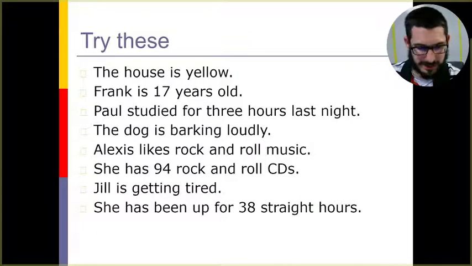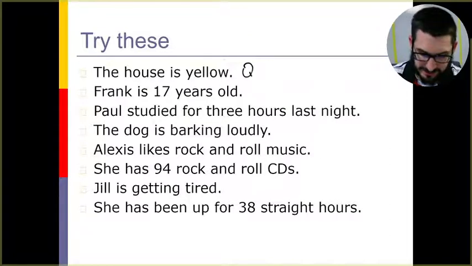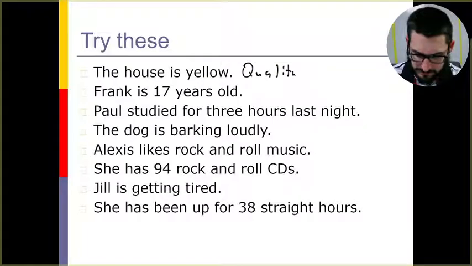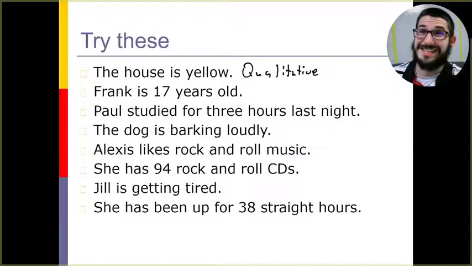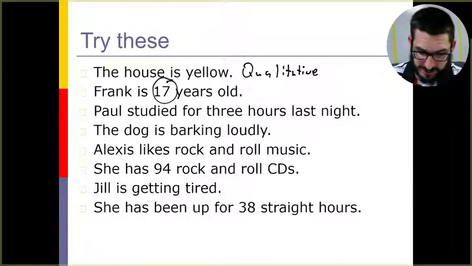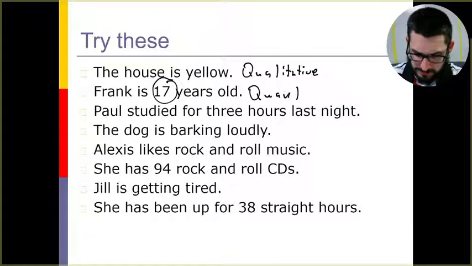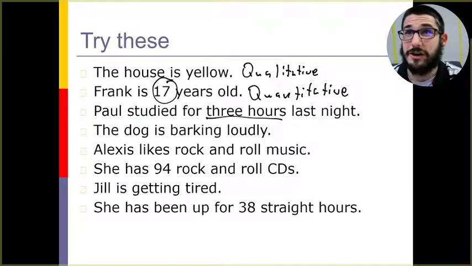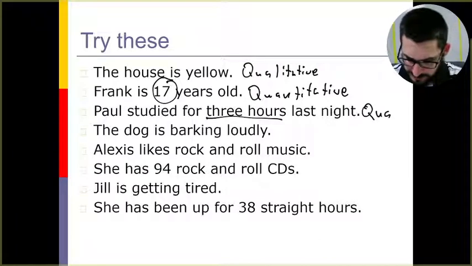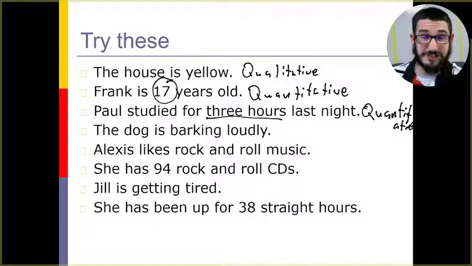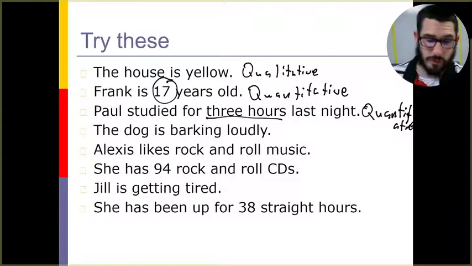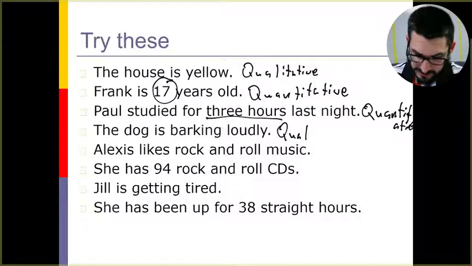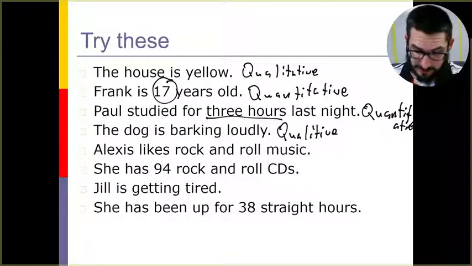All right, so welcome back. We've got the house is yellow, that is qualitative. We've got Frank is 17 years old, number attached to that, so quantitative. Paul studied for 3 hours. We have a numerical value, so quantitative. And dog is barking loudly, definitely qualitative, because we are describing it without numbers, qualitative.